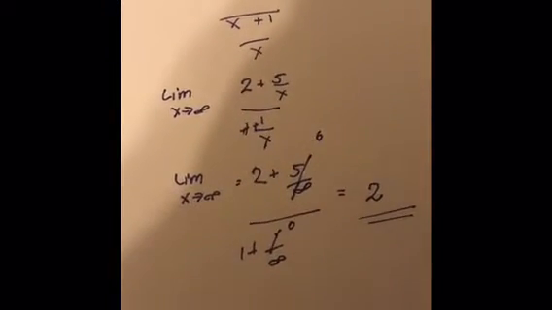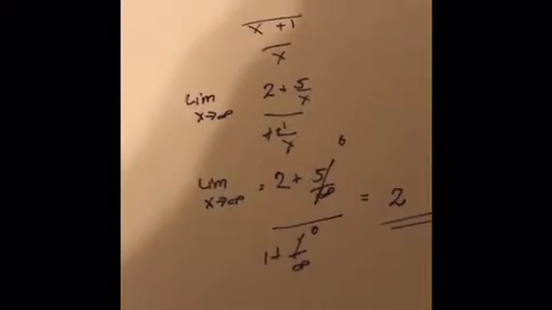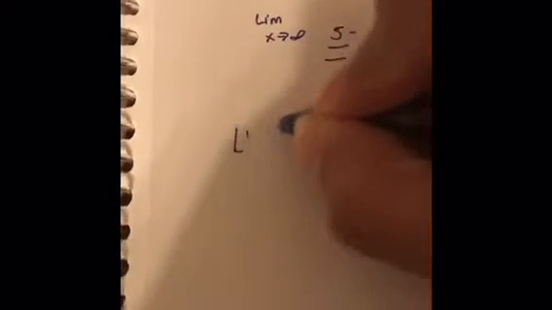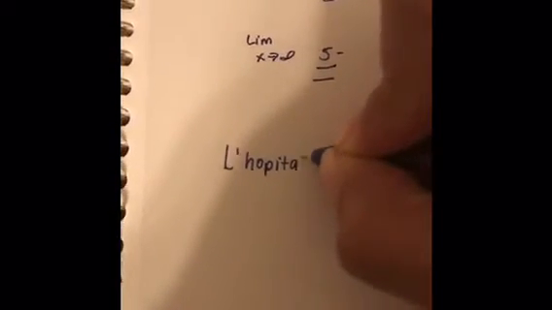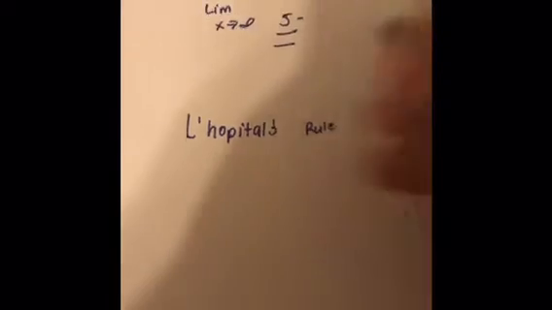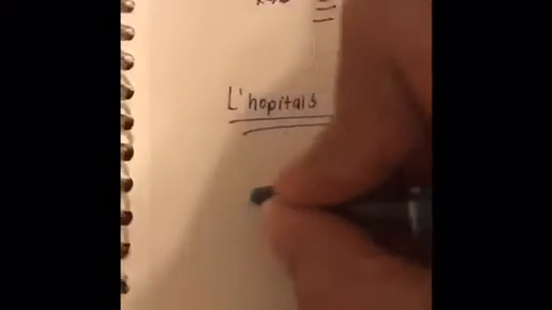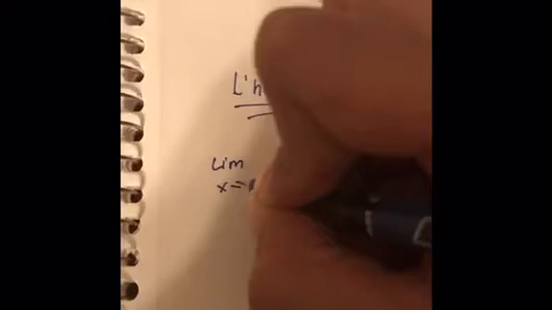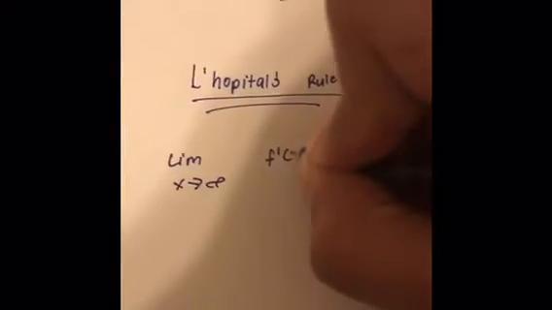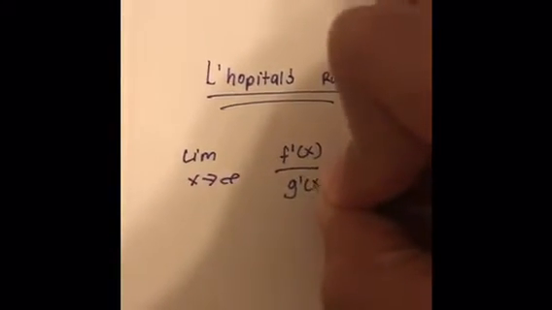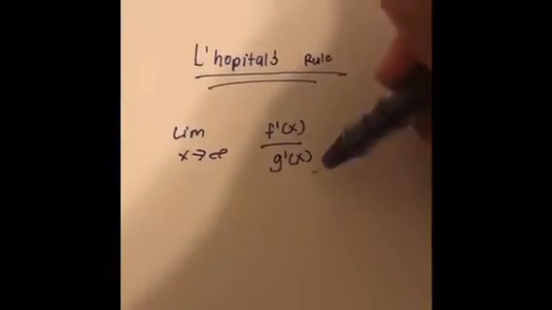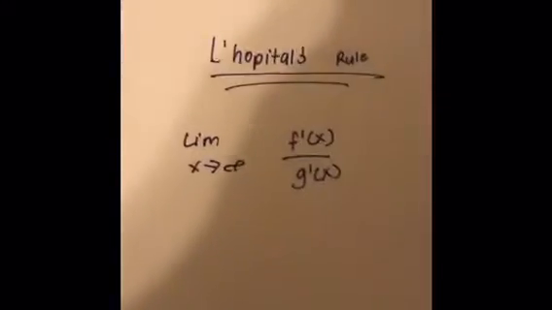For most of the cases, you're going to have to use some form of rules and such. For this one, you could actually also have used L'Hopital's rule. For L'Hopital's rule, all you have to do is, let me write it down, L'Hopital's rule. For L'Hopital's rule, it is when you have the limit as x approaches infinity of the derivative of f of x over g of x, or basically the derivative of your numerator and your denominator.